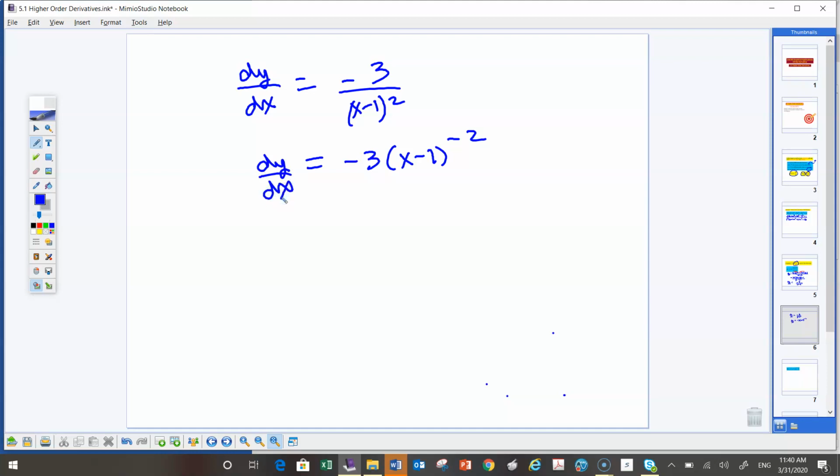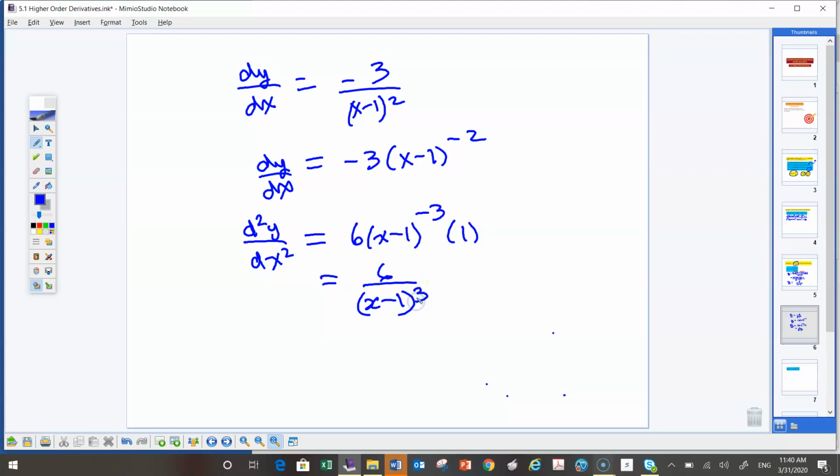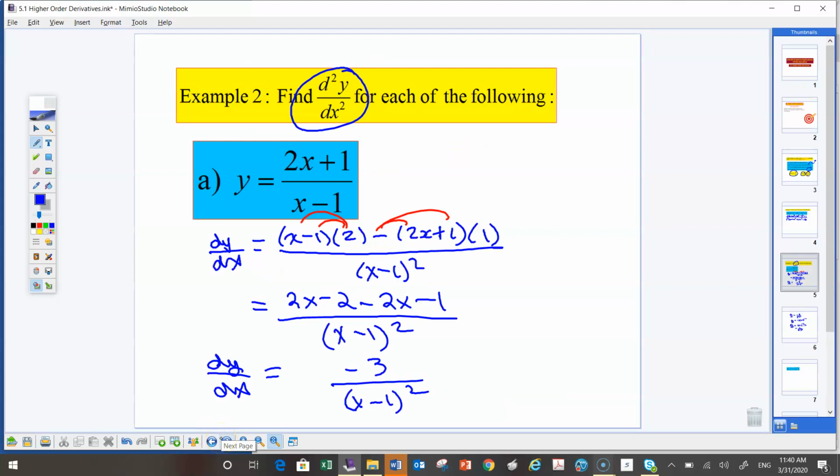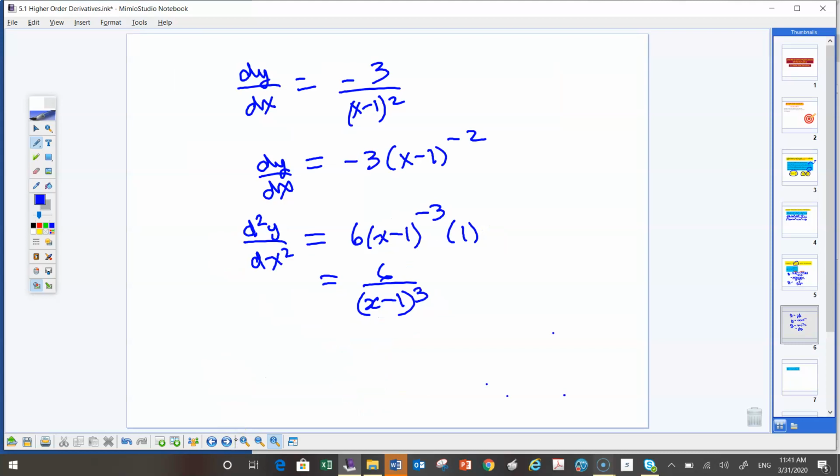And now I can use the chain rule to take the derivative of this expression. So my second derivative now, which would be d squared y over dx squared, the negative 2 comes out front to become positive 6. X minus 1 drops to exponent of negative 3, and then I multiply by the derivative of the inside, which is 1. And if you were to simplify this, you could move the x minus 1 down to the bottom, and that would be our second derivative. So, to recall, again, we did the quotient rule first, got our first derivative, got it in a derivative-friendly form, and took the second derivative.